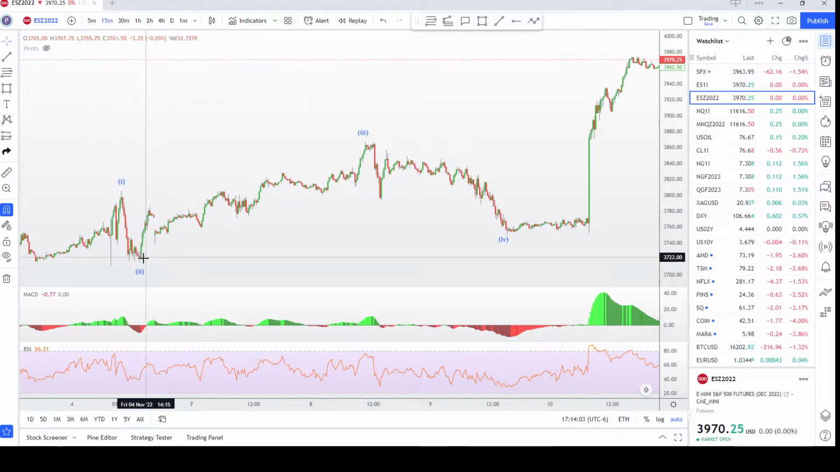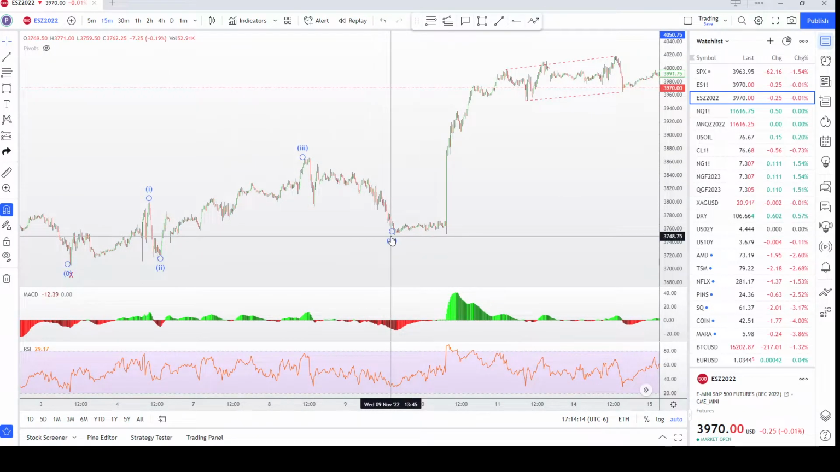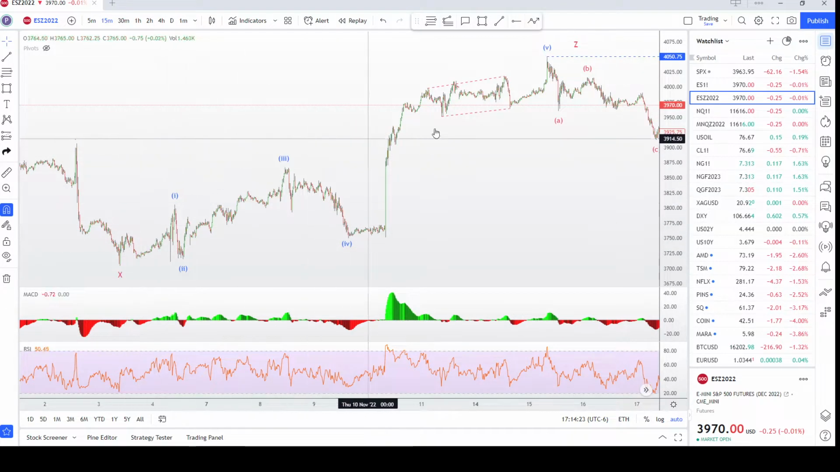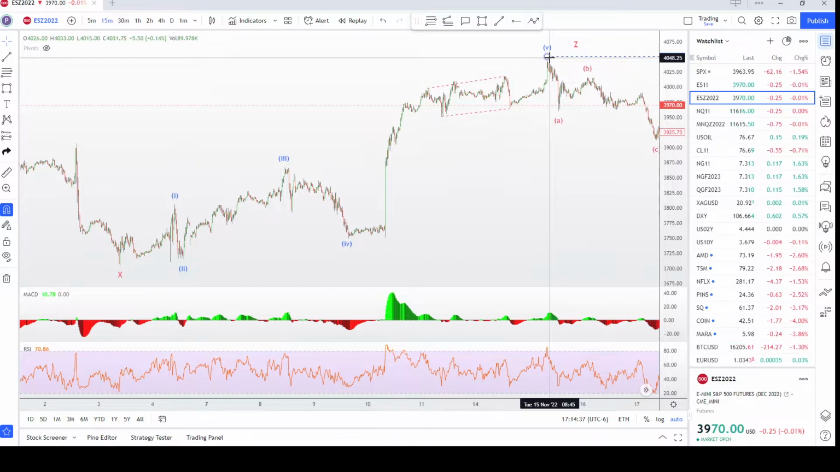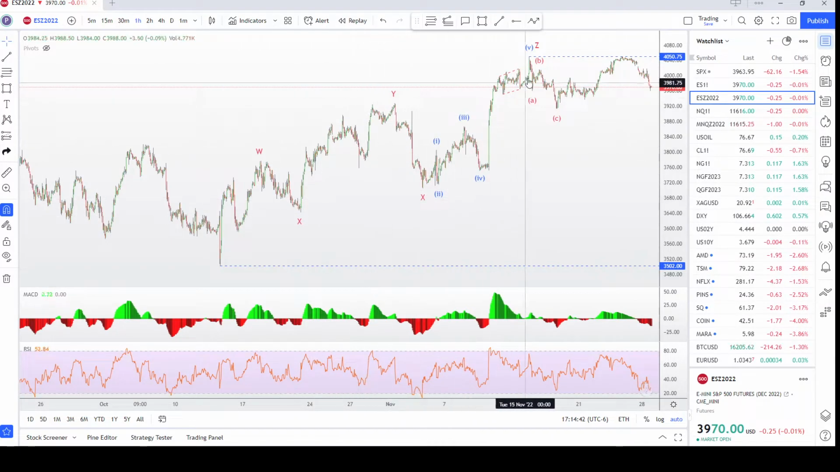So now I'm starting to wonder if this all wasn't just a leading diagonal, this was an A, B, C correction. So we got a 1, a 2, and then this running flat is 3 and 4, and then we just finished 5. Meaning, I've been waiting for this Z wave. So this 1 could be A, and 2 could be B, and then this could be just a 1, 2, 3, 4, 5 for C. So we got an A, B, C, which would complete this WXYXZ pattern.